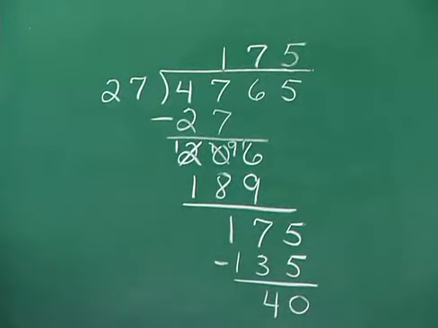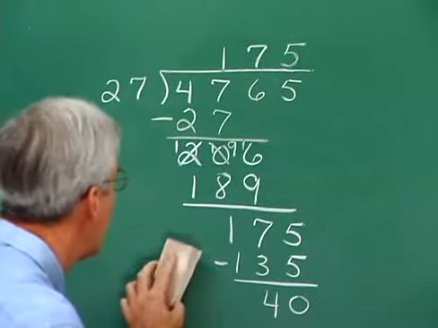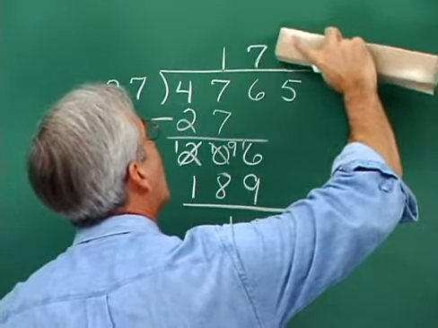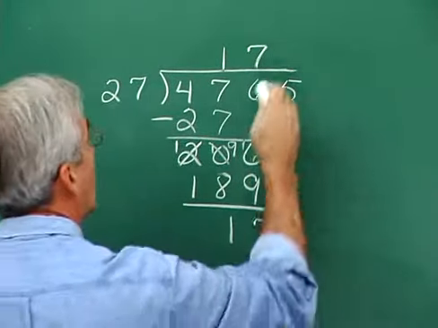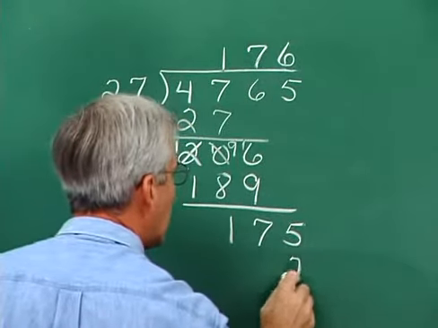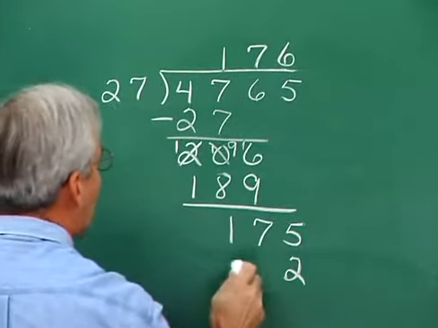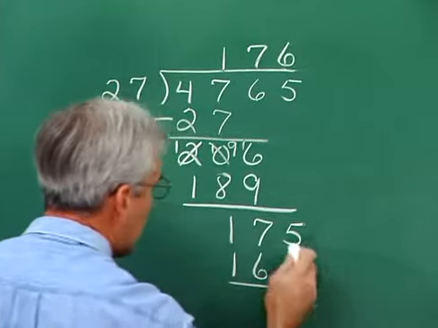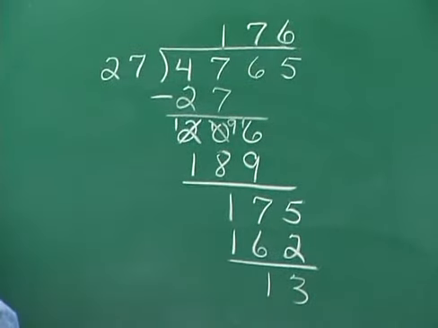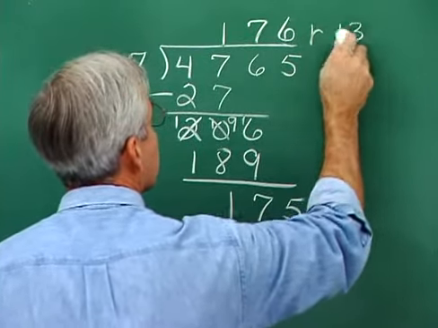This number 40 is much bigger than 27, so 27 will go into this 175 another time. So I need to erase here and then choose a number 1 larger than 5. And here we go. 6 times 7, 42. Carry 4. 6 times 2, 12. And 4, 16. 5 minus 2, 3. 7 minus 6, 1. The remainder is 13. So our answer is 176 with a remainder of 13 as our final answer.